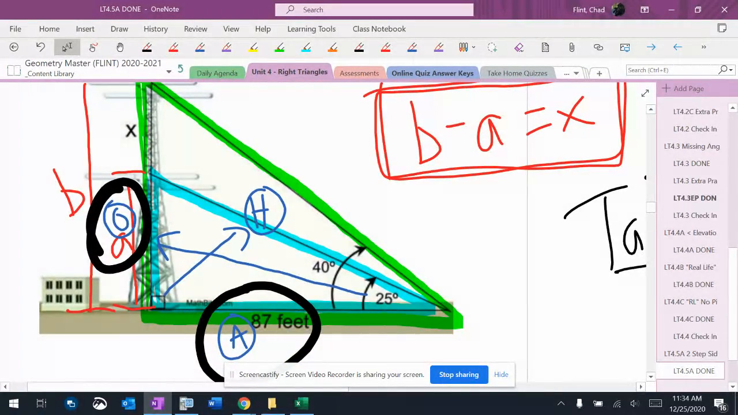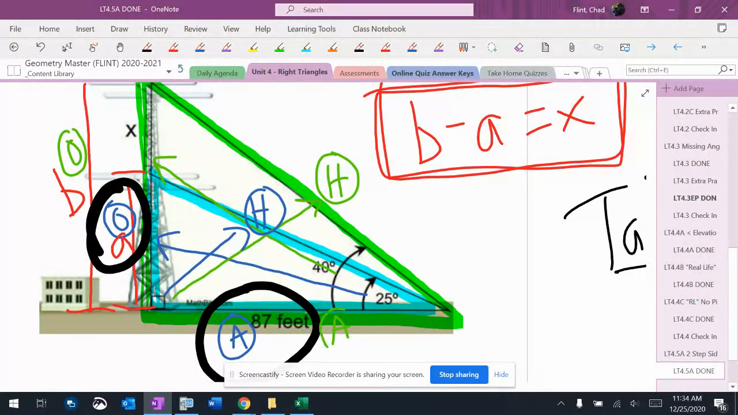I got to be careful here with the green triangle. So the hypotenuse of the green triangle is over here. The opposite of the green triangle is over here. And it's important to remember that you're ignoring the blue stuff for the green triangle. And that would make the adjacent the 87. So the adjacent is the same in both of these triangles. That is not always the case. It's the case more often than not, though.